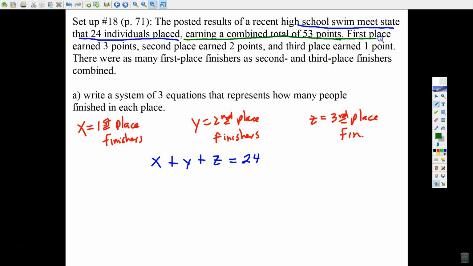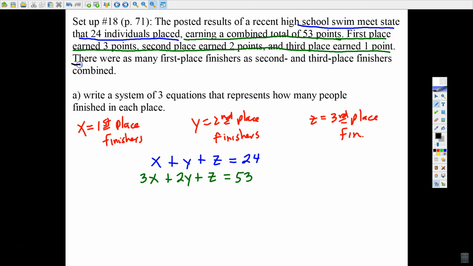So we're told that first place is 3 points, second place 2, and third place 1. Okay, so I'm going to say 3 points times the number of first place finishers, 2 points times the number of second places, 1 point for the number of third places, and that should total 53 points. All right, very good.